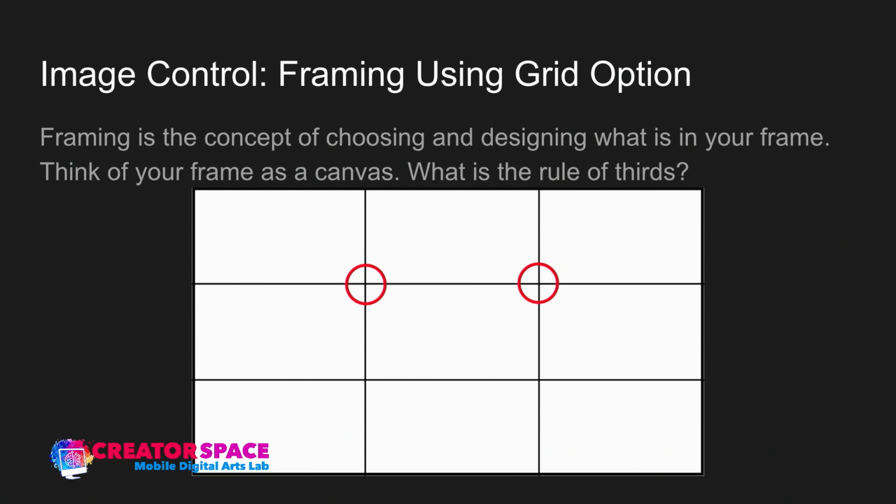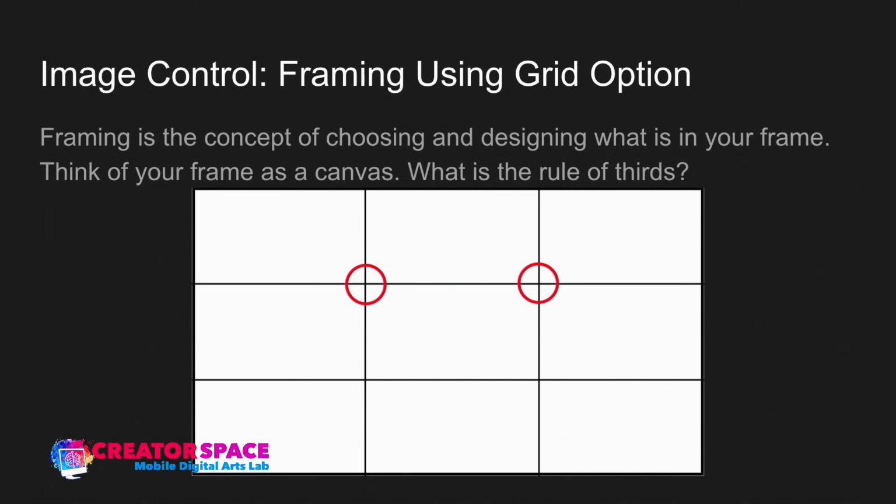So how does this translate? What's great about the grids is it can help us create frames that use the rule of thirds. Framing is really the concept of choosing and designing what's in your frame. Think of your camera frame as a canvas. The rule of thirds was established a while ago. We have a couple hundred years of these artistic concepts and practices. The rule of thirds was designed to help artists plan out their canvas for painting.